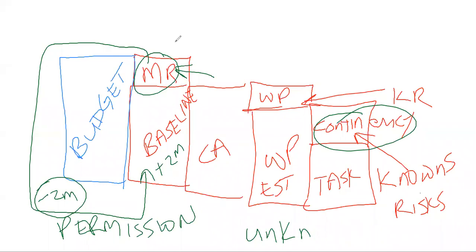Contingency reserves, those are for knowns, known risks. Management reserves, these are for unknown events. So when those unknown events finally do happen, they are not risks. They are events that have materialized.